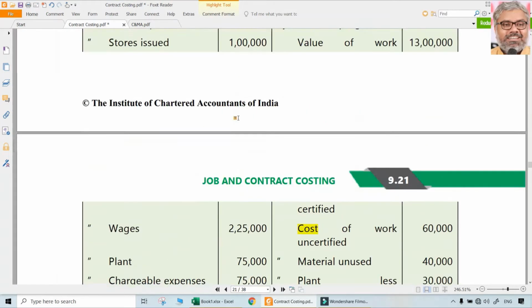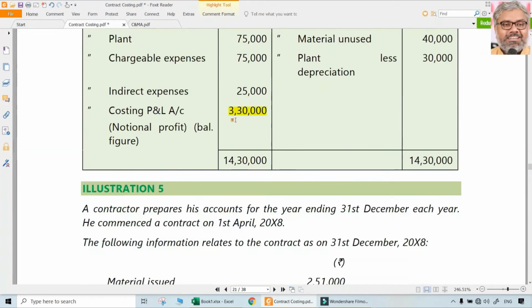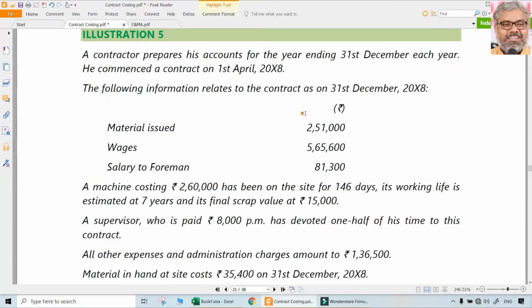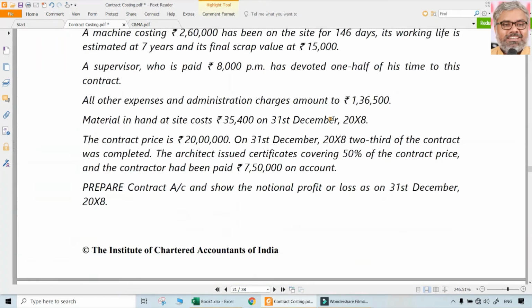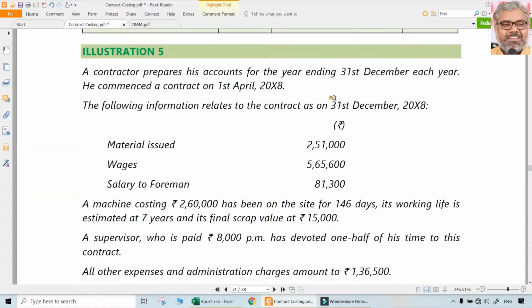Yes, to that extent, this is like a practice question, we can say. Now, go to question number 5, illustration number 5. A contractor prepares his accounts for the year ending 31st December each year, and he commenced a contract on 1st April 2008. 1st April means only 9 months he has actually worked during this year, because his year ending for financial accounts is 31st December. That is the first point.